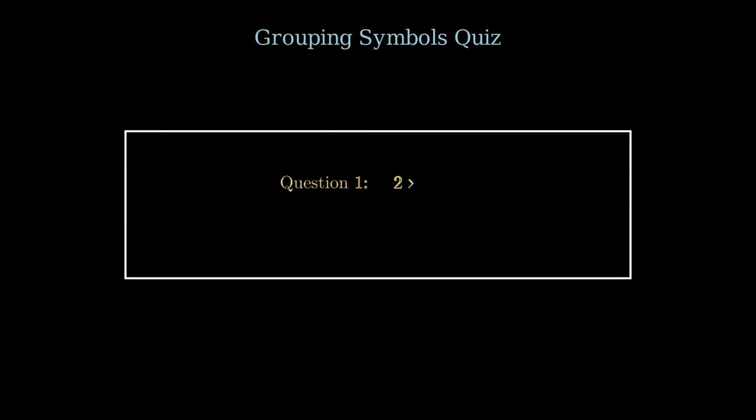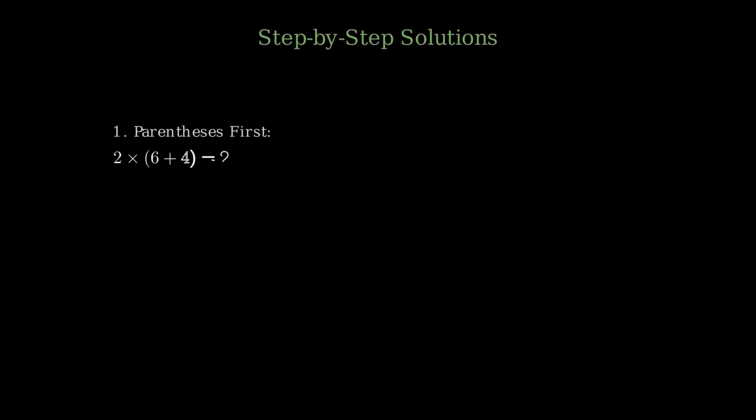Now, let's test what we've learned with a quick quiz. Look at these 2 expressions. They have the exact same numbers, but the grouping symbols are in different places. Evaluate both expressions and see how the parenthesized group changes the final answer. Let's look at the solutions.